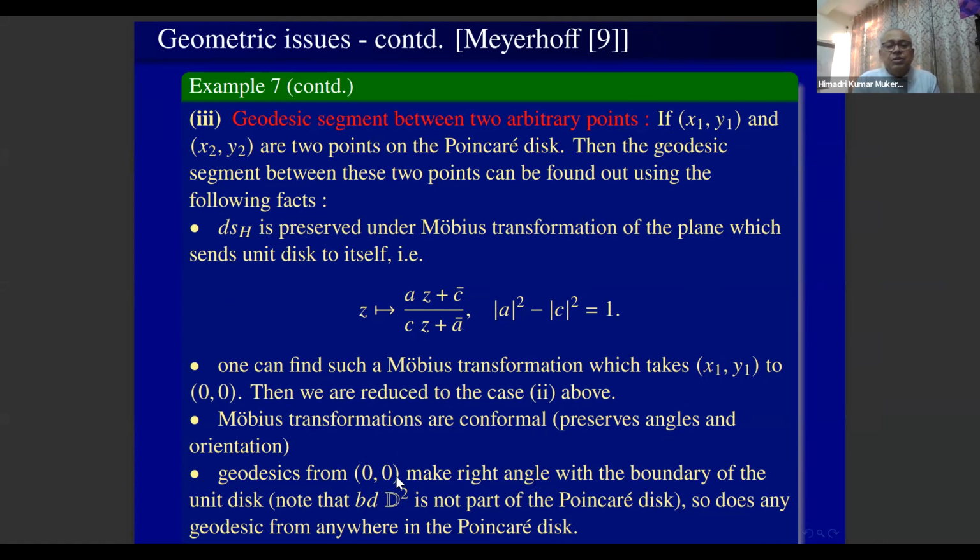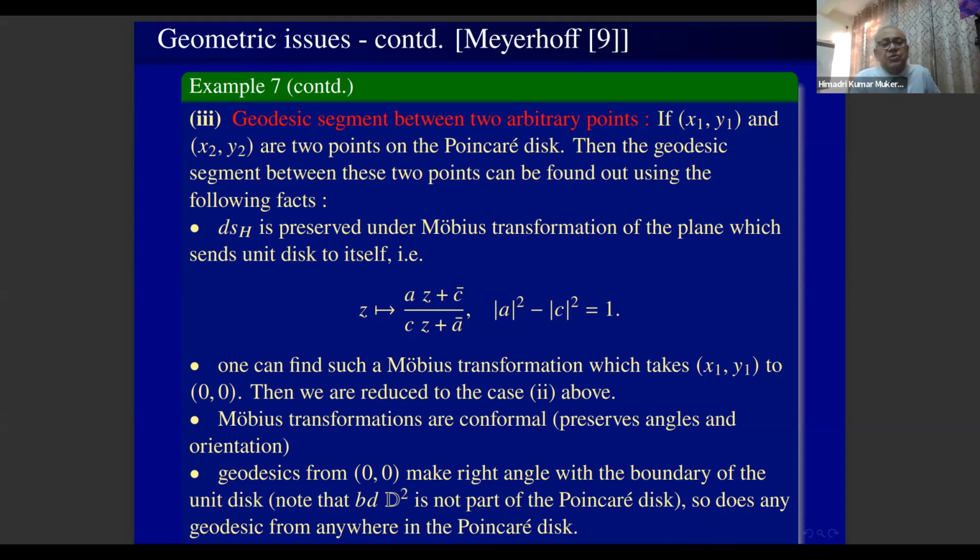So geodesic from 0, 0 make right angle with the boundary. Suppose you take a geodesic from 0, 0, so they are straight lines actually. 0, 0 to any point, just take a straight line, and they fall perpendicular on the boundary. So geodesic from 0, 0 make right angles with the boundary of the unit disk. Note that boundary is not part of the Poincaré disk, because Poincaré disk is an open disk. But just to illustrate that it falls perpendicular to the boundary.